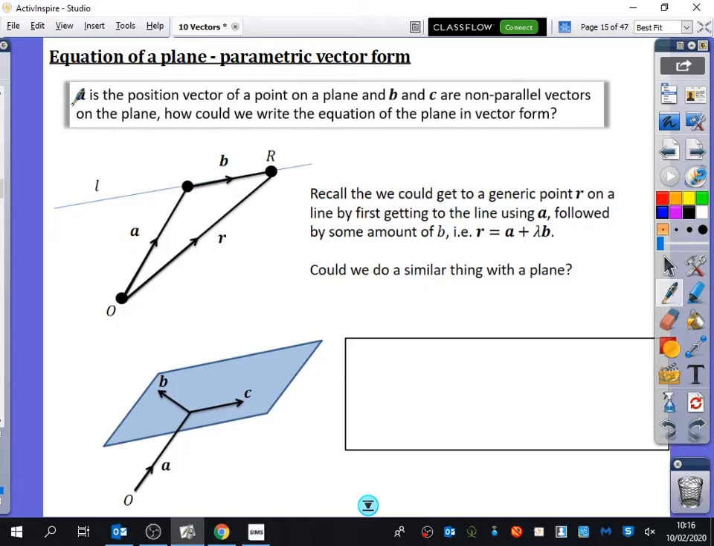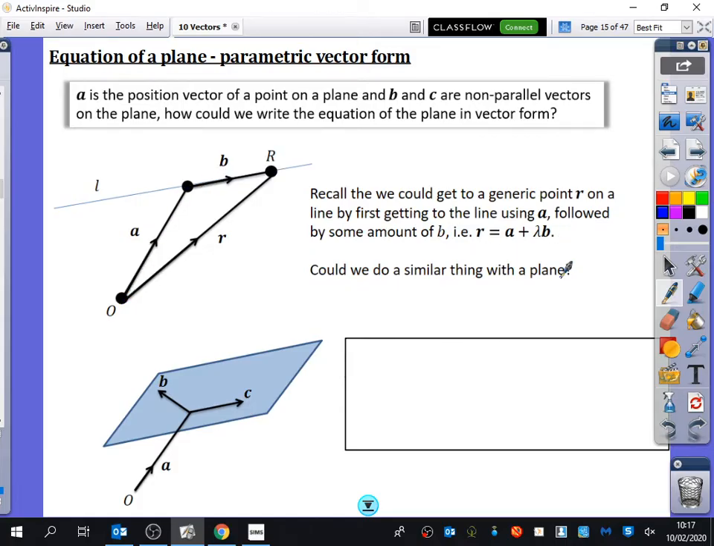So let's just simplify it and return to this idea of what it looks like to come up with the parametric equation of a line. When I say parametric, I mean we've got that parameter of like lambda in here. So with a line, I've said we could get a generic point R on a line by first getting to the line using A. So we could go onto the line by using A. And then we could add on some multiple of the direction vector to move somewhere else on the line. So we get the general position R is the position vector A plus some multiple of B.